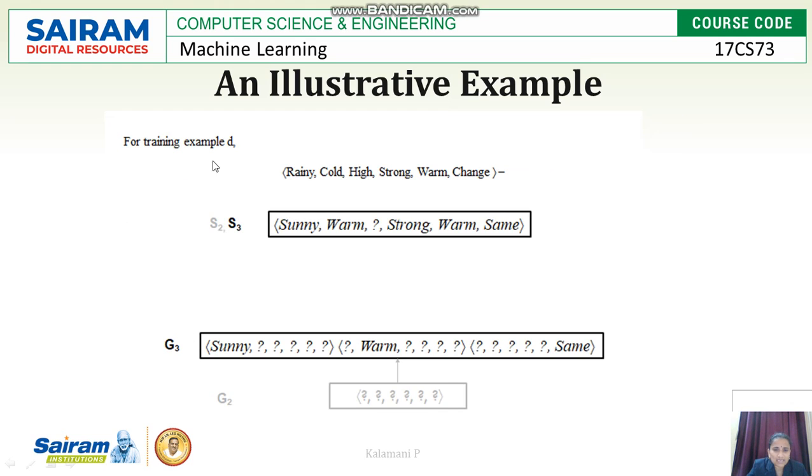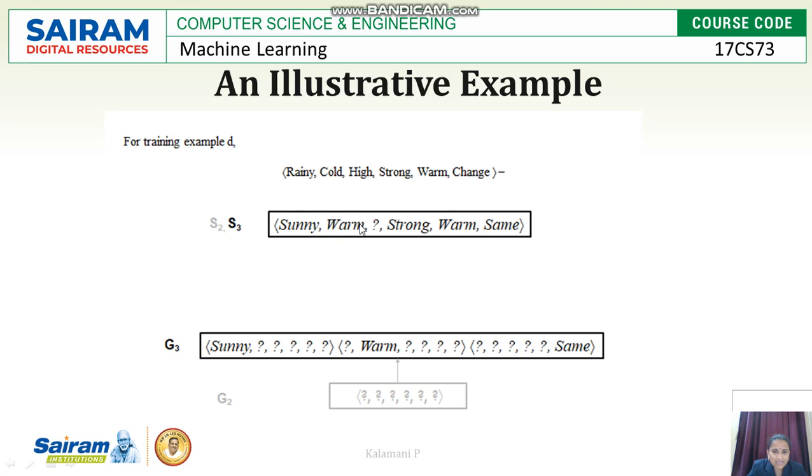Then next is the negative training example. S, that is one. So negative means in that S specific hypothesis there is no change. It will be as it is. Then in the general hypothesis, we have to check it. First is sunny. Sunny will be sunny. This we can take. Then other attributes can take any value.